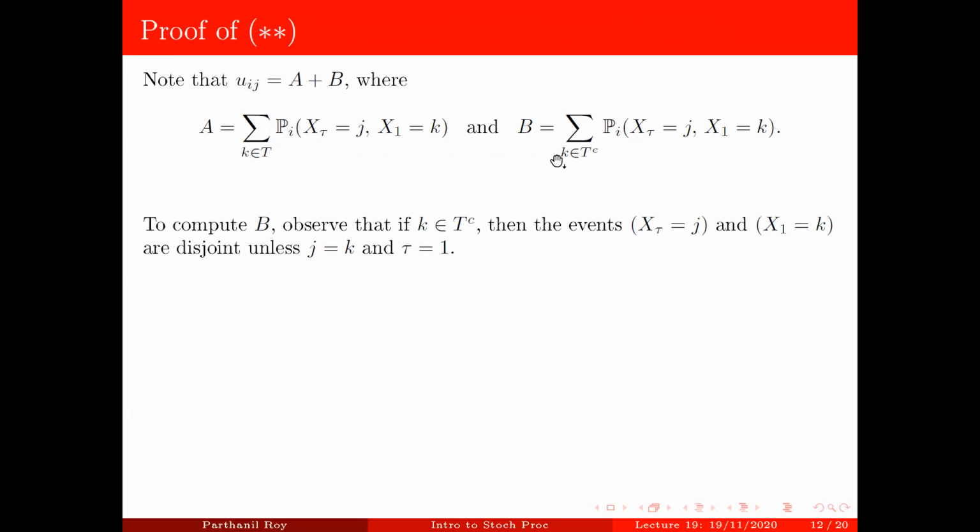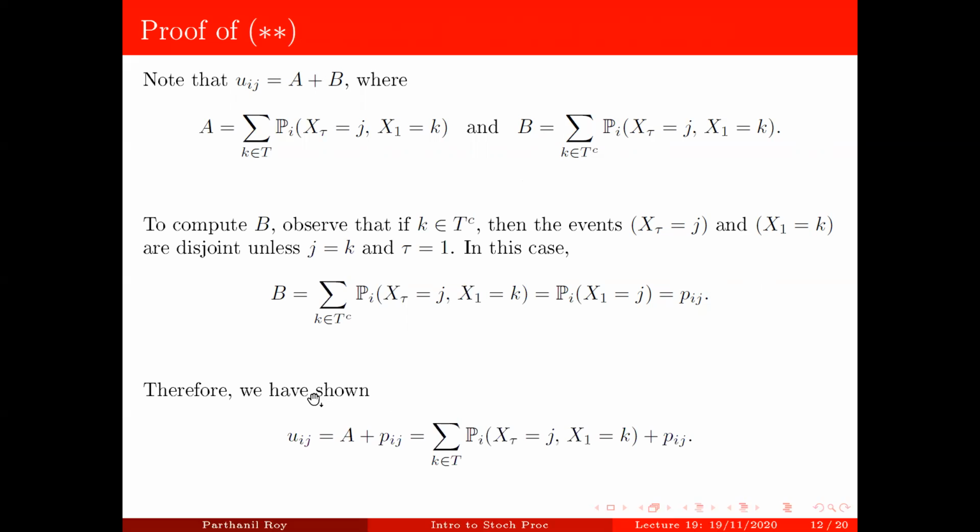So the only contribution will come from k equal to j, and in that case tau would be 1, and this would just become the probability, starting at i, that X1 equals j. And of course, that's Pij. So the second term B here is Pij, once we analyze what's going on. Therefore what we have shown is that Uij is A plus Pij, so Uij is this sum plus Pij. Now all we have to do is actually compute this sum. This is what we are going to do next.